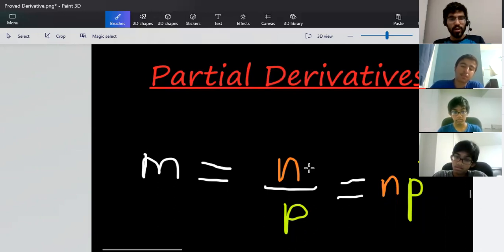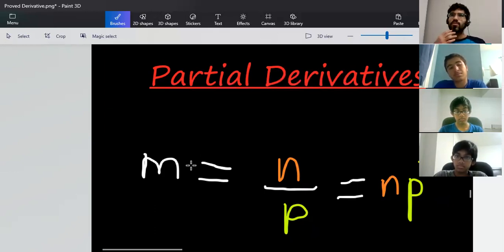Because if p goes up, then m goes down, because it's being divided by a larger number. If n goes up, m goes up, because it's being multiplied by a larger number. Does that make sense? So both of these variables affect this one variable. So what partial derivatives does is it tries to isolate the effects of one variable, right?